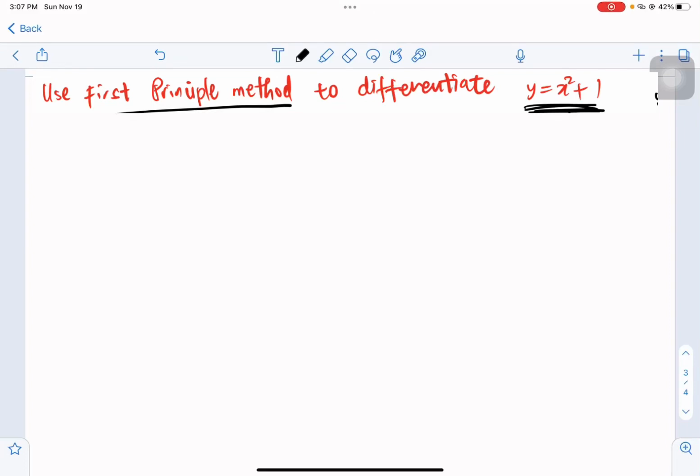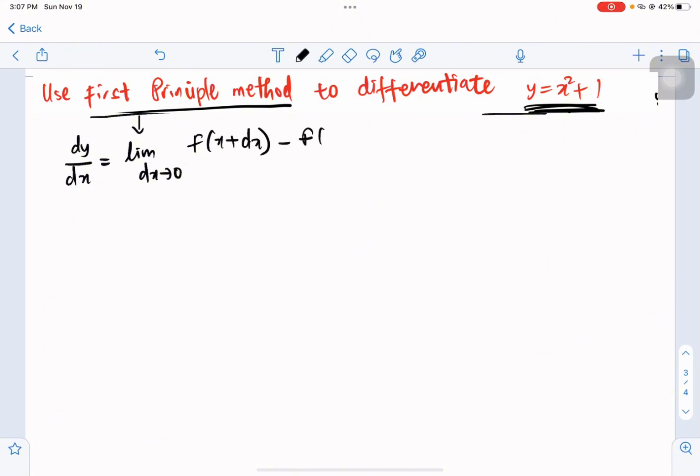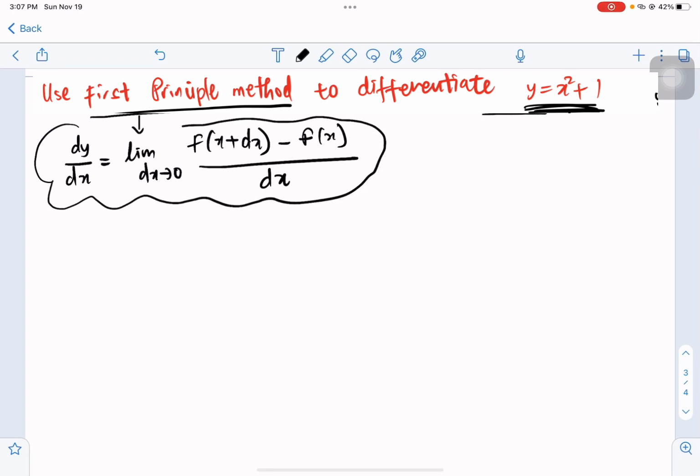Okay, here you are asked to differentiate this function using the first principle method. So first you need to know the first principle method. It says dy over dx is equal to the limit as dx tends to 0 of f of x plus dx minus f of x, whole divided by dx. This formula is very important because this is the first principle method.